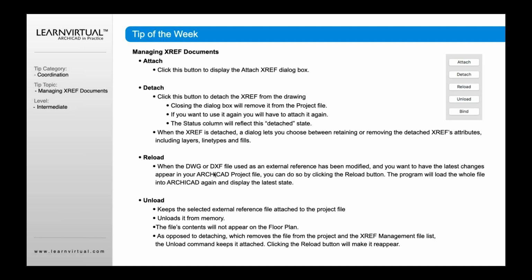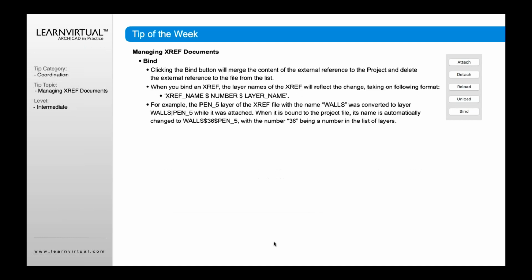Reload, when the DXF DWG file is updated and modified, you can reload it. And then unload keeps the selected external reference file attached to the project file, but unloads it from memory. The file's contents will not appear on the floor plan, but it's still in memory, as opposed to detaching, which removes the file from the project and the Xreference management file list. So really 2 different ways of doing it depending on how you want to remove the information.